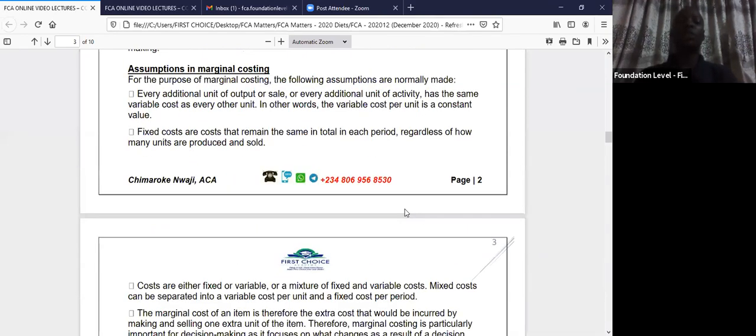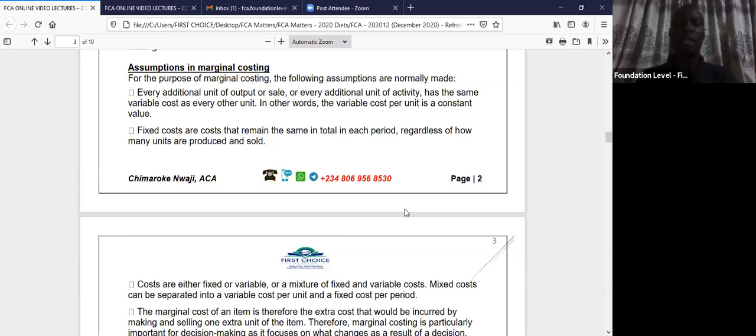What are some of the assumptions we will assume in marginal costing? These are the popular assumptions that marginal costing takes into consideration. One, every additional unit of output or sale has the same variable cost. What does it mean? It means that the variable cost of a product is constant.